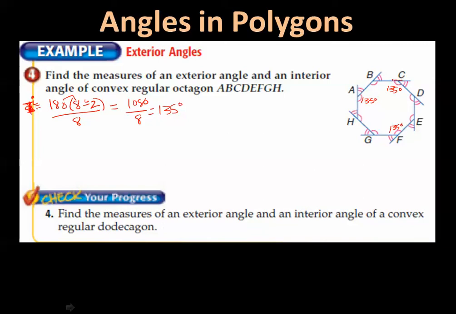Well, look here. These angles right here are a supplementary pair, aren't they? So I can say 180 minus 135 is going to give me 45. Or there's another way you could do it. You could use the formula that we learned: 360 divided by n is going to equal the measure of each external angle. So I've got 360 divided by 8. It's going to give me 45. So you could figure that out either way.